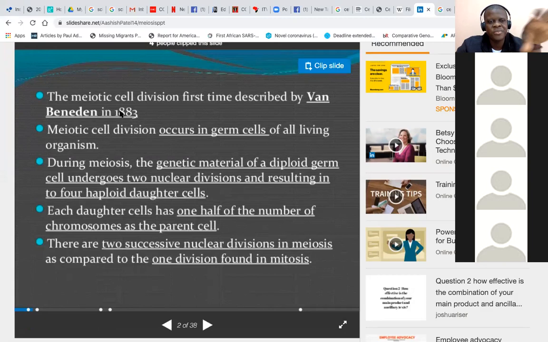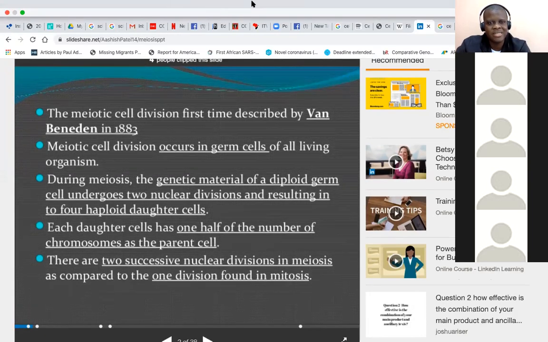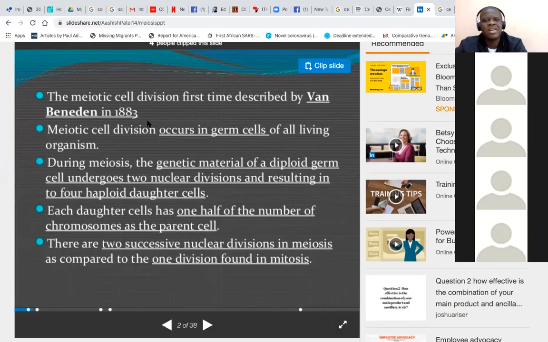So this is a summary. Meiosis was first described in 1883 by Van Beneden, and it occurs only in germ cells of all living organisms.